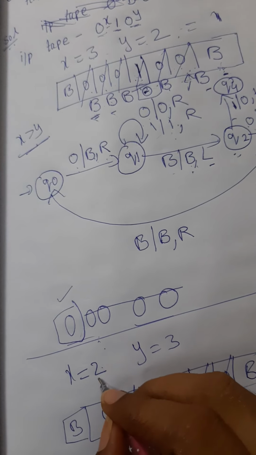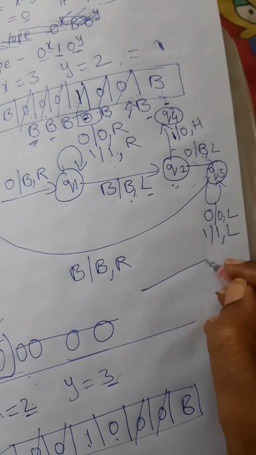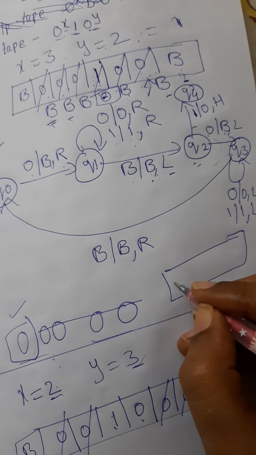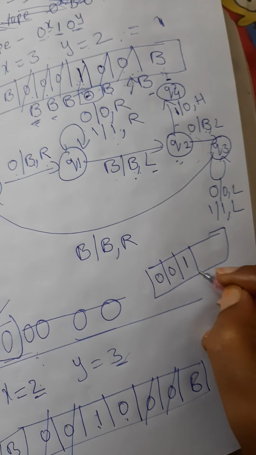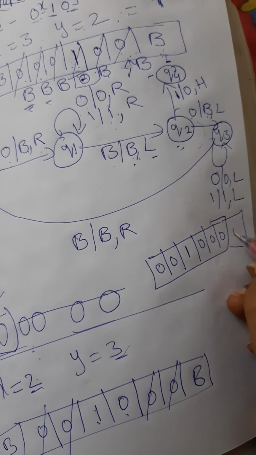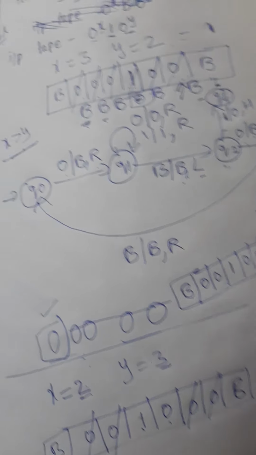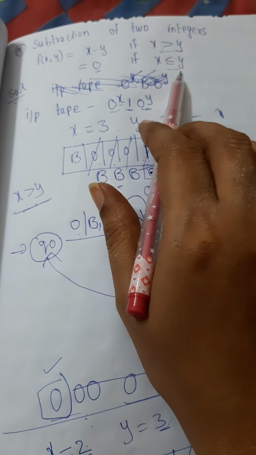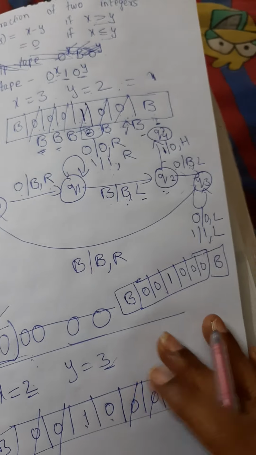Now we'll check another case here, for x is equal to 2 and y is equal to 3. So for 2 we have 2 zeros, and the separator is 1, and for 3 we have 3 zeros, and finally we have a blank. And here also let us take a blank. Now let us check it. According to our question, for x less than or equal to y, it should be 0. It should be 0 means everything should be blank now.